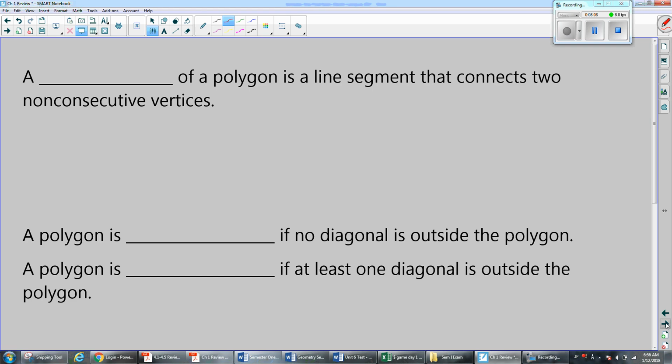So then we have something called a diagonal of a polygon. That's a line segment that connects two non-consecutive vertices. So these vertices are consecutive because they're right next to each other. If I look at these two vertices, they are not in a row. So there's my diagonal.